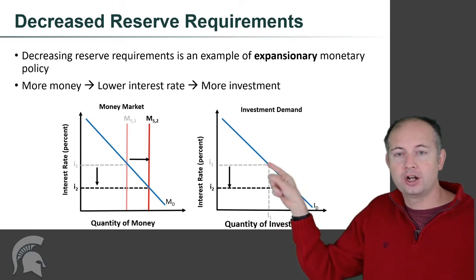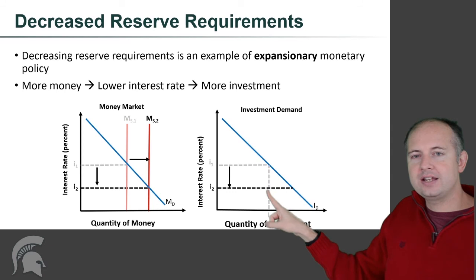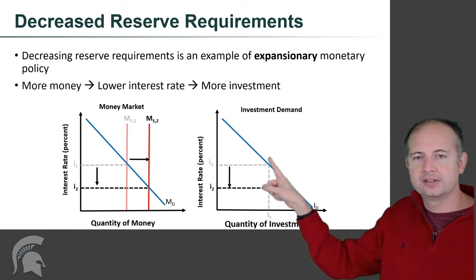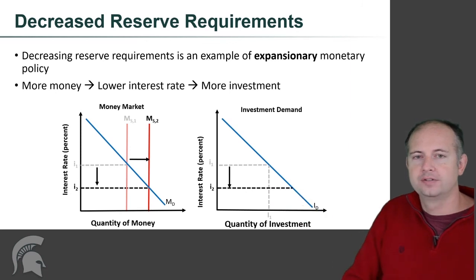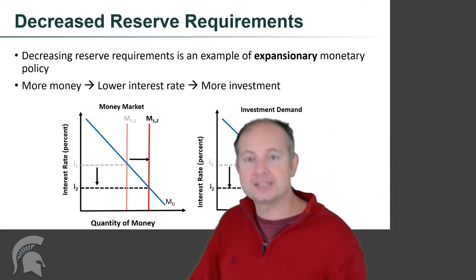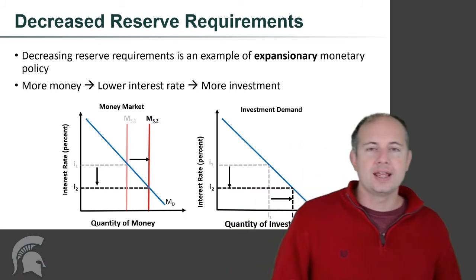So we started off here, the interest rate decreased, and the quantity of investment increases. So we move down and to the right on this curve. Notice we've increased investment, and as we've discussed, increasing investment increases aggregate demand and increases GDP.